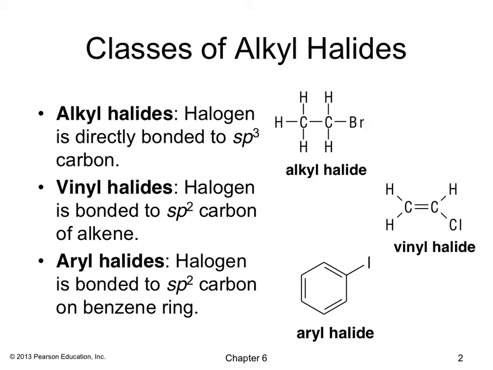Vinyl halides, which is a class of alkyl halides, are halogens that are bonded to sp2 carbons of alkenes. So here's your sp2 carbon. And then aryl halides, which are halogens bonded to sp2 carbons on benzene rings, are shown here.